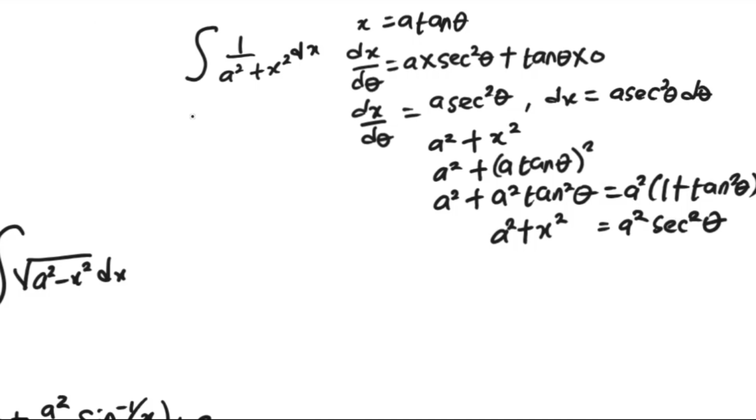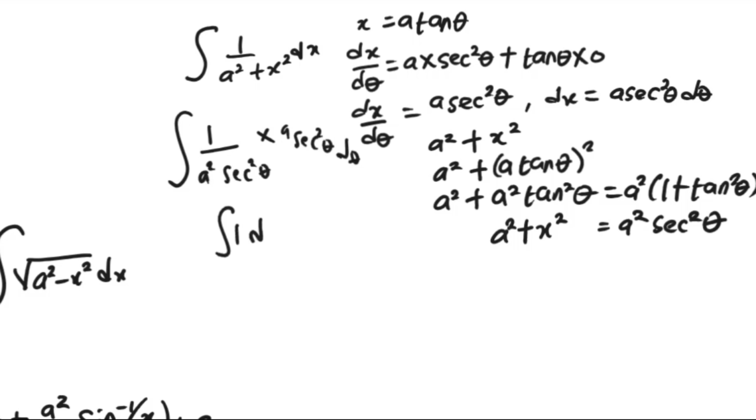This will now be the integral of 1 divided by a squared plus x squared, which is now a squared sec squared theta multiplied by dx. Our dx is a sec squared theta d theta. So a squared sec squared theta will cancel a squared sec squared theta. We will be left with the integral of 1 d theta.